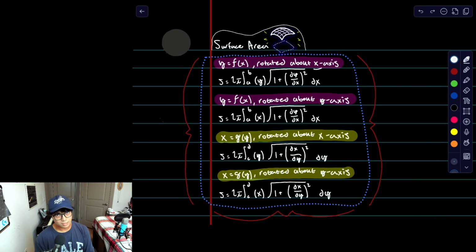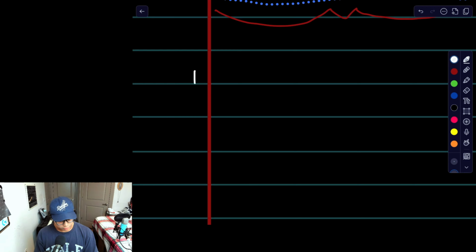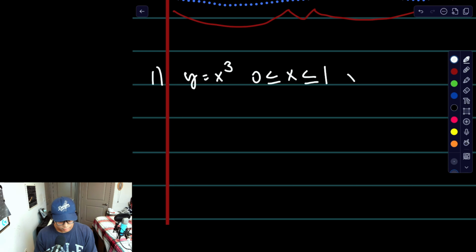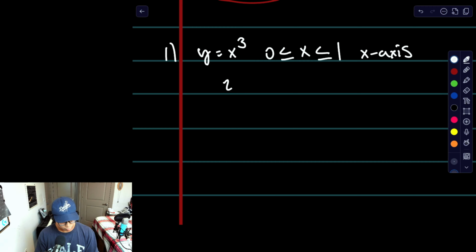So let's get into some examples. Let's let our first equation be y equals x cubed, bounded by 0 less than or equal to x, less than or equal to 1. And let's rotate it about the x-axis. So let's write down what formula we would use.